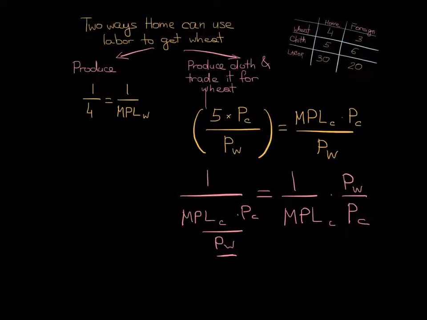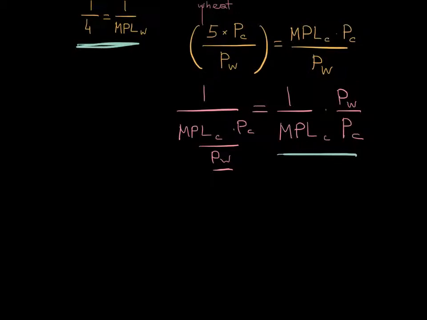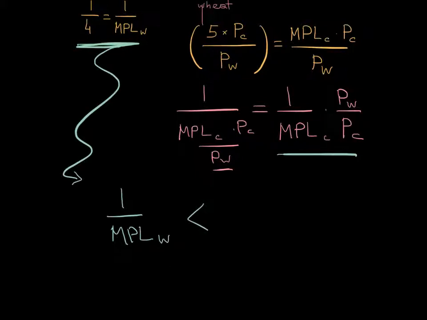Now that we have determined how much labor home will use to produce wheat directly and to get wheat by producing cloth and selling it in the world market, now we can combine those two and come up with a decision rule for when the home country will choose to produce wheat. Well, it will choose to produce wheat when the amount of labor that it needs to use up to produce wheat, I just took this number and put it here, is smaller than the amount of labor that it needs to use to produce cloth that will be traded then for wheat.